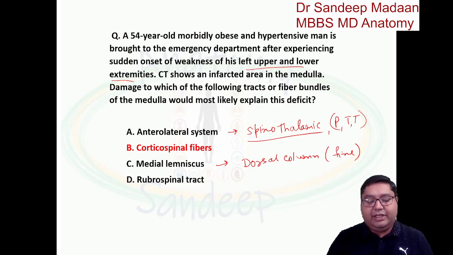But individual involvement of the rubrospinal tract will not give this typical presentation where we see weakness of one side, like the upper and the lower limb. That is a characteristic feature of the pyramidal tract. That's why choice B will be the answer. Now moving on to the next question, dear friends.